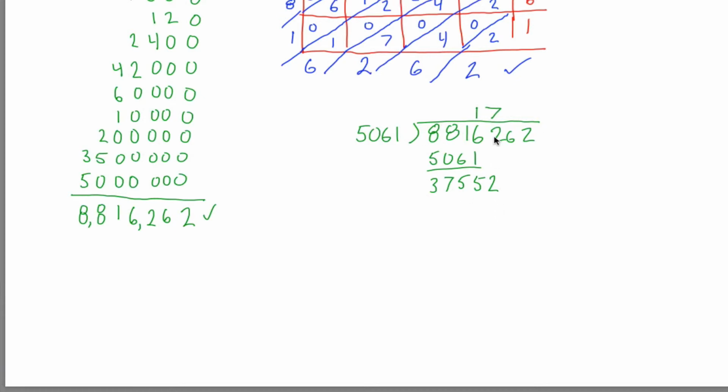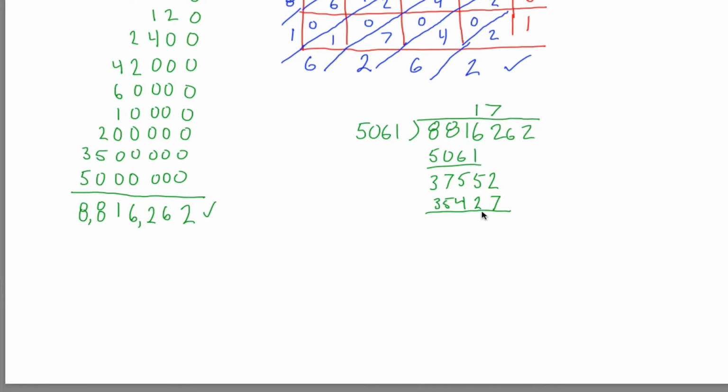7 times 5,061. Well, 7 times 1 is just 7. 7 times 6 is 42. So I'll write a 2 and carry a 4. 7 times 0 is 0, but I had that 4 that was carried. And 7 times 5 is 35. So I get here. And now I subtract.